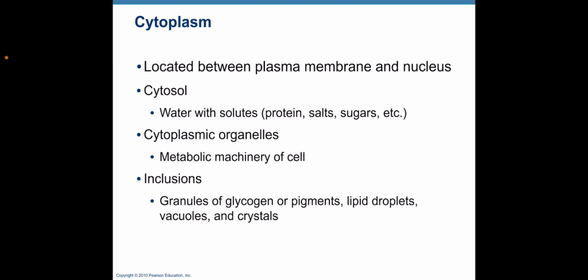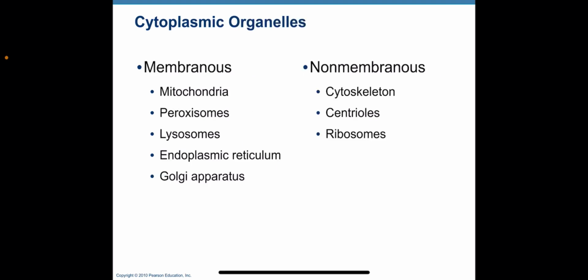They also have inclusions, which are granules of glycogen or pigment producing cells, as well as lipid deposits, vacuoles, and crystals, all found in that cytoplasm. So cytoplasmic organelles are going to be either membrane-bound or non-membrane-bound. Membranous ones are the mitochondria, peroxisomes, lysosomes, endoplasmic reticulum, and the Golgi apparatus, while non-membrane-bound ones are going to be cytoskeletons, centrioles, and ribosomes.